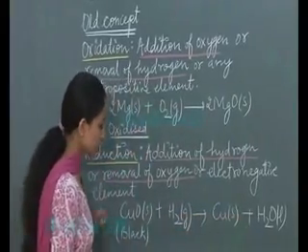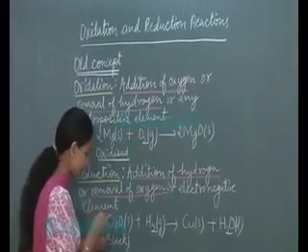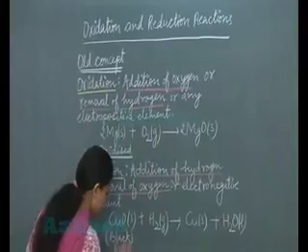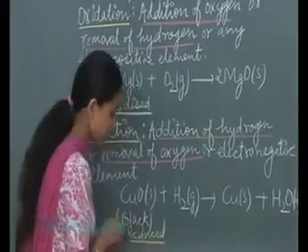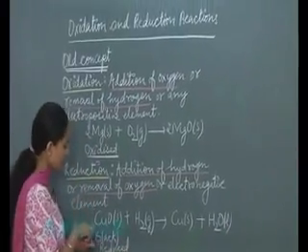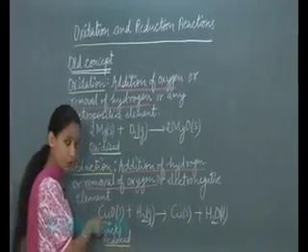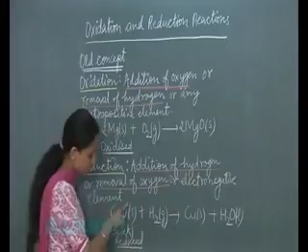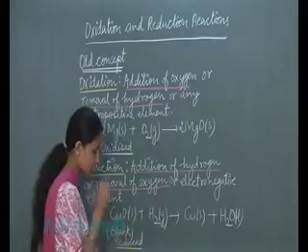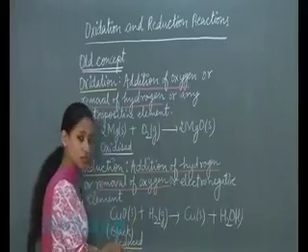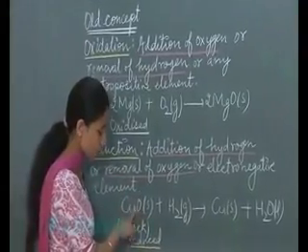Now let us see students, what is getting reduced here. You can see here, copper oxide is getting reduced. Let us see how. We know that reduction involves the removal of oxygen. So here in the reactant you can see there is copper oxide, and from this copper oxide oxygen is getting removed to give you the product which is copper. So students, copper oxide is getting reduced. I hope it is clear to you. Copper oxide is getting reduced because there is removal of oxygen.